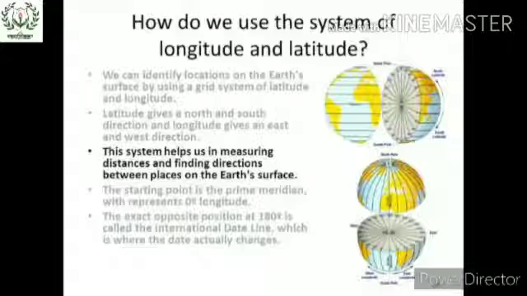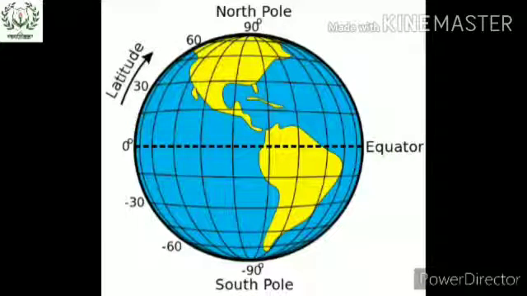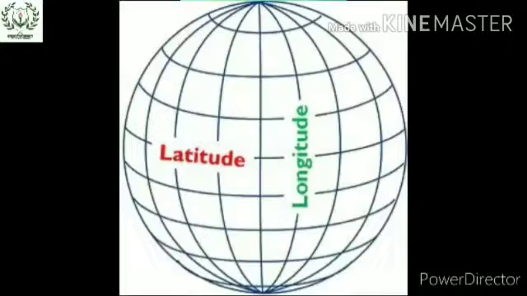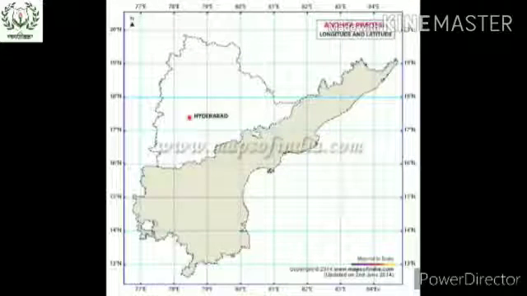This system helps us in measuring distance between, and finding directions between places on the earth's surface. This grid system helps us to locate places accurately on the globe and maps. For this, we need to know the latitude and the longitude of the place. The point at which they cross each other will be the location of the place.